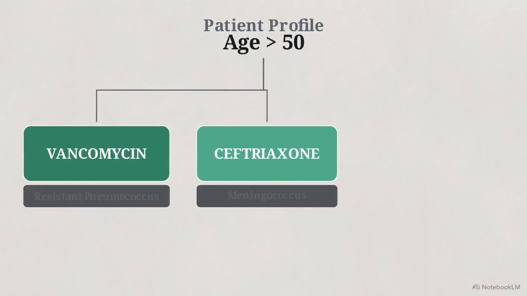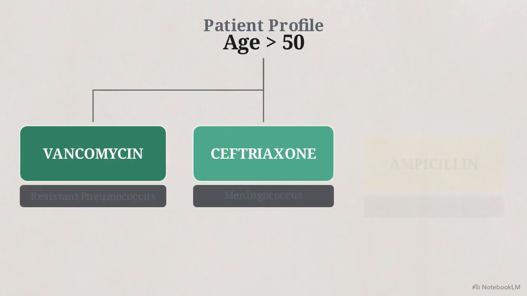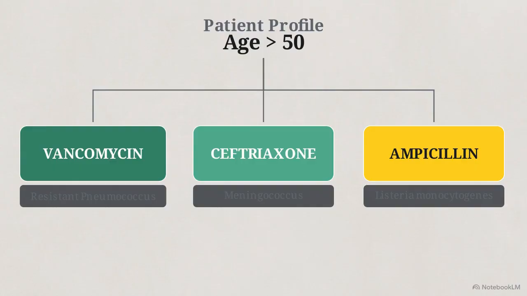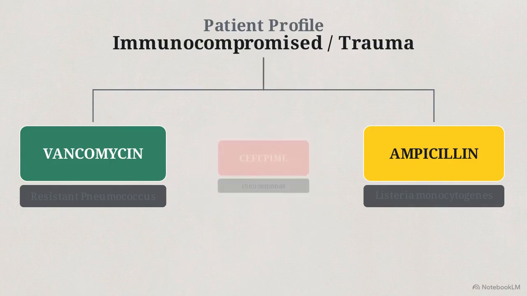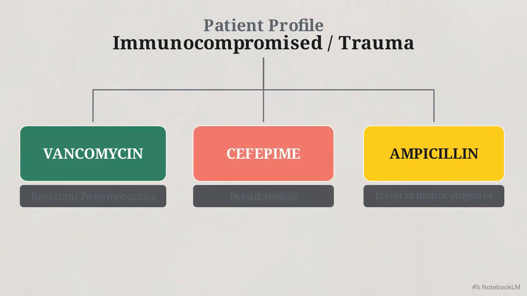For patients over 50, the immune system weakens against specific intracellular bacteria. Ampicillin must be added to the regimen to cover for Listeria monocytogenes. If the patient is immunocompromised or arriving with penetrating skull trauma, the algorithmic matrix mandates adding ampicillin and swapping standard ceftriaxone for cefepime, providing necessary Pseudomonas coverage.